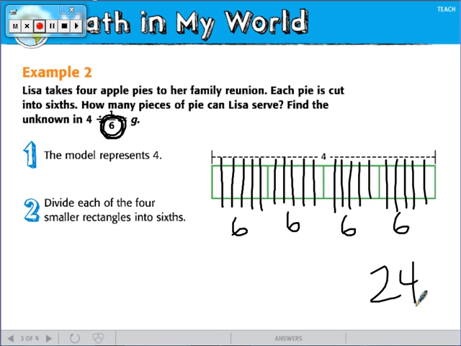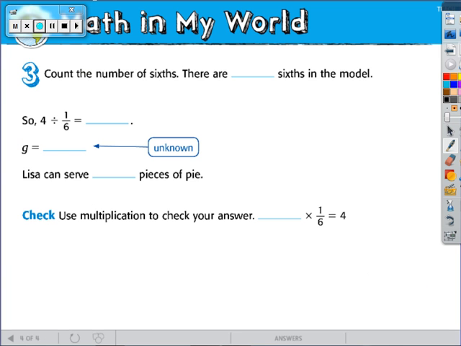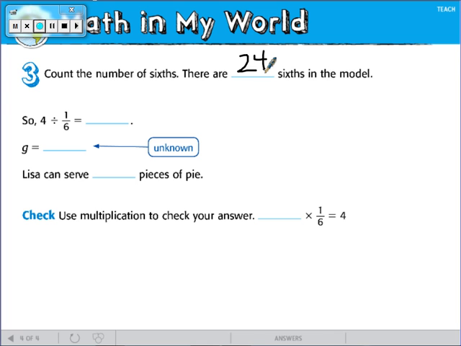Okay? So there are how many 6s in the model? 24. Which is how many pieces of pie? 24. So our answer is 24. G equals 24. Lisa can serve 24 pieces of pie. We're going to use multiplication to check our answer. Okay? So what times 1/6 equals 4? The 24.